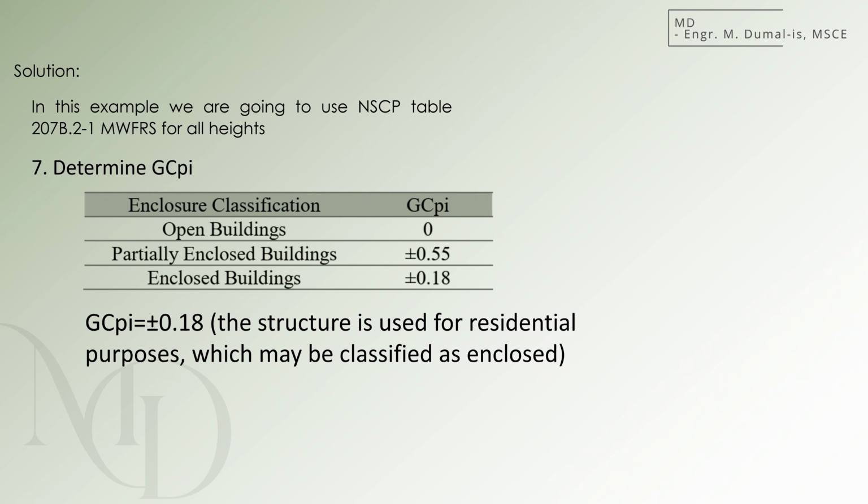Now that we have the gust effect factor, let us solve for the internal pressure coefficient GCPI. Based on the table from the code for a fully enclosed structure, this factor is plus or minus 0.18. This value accounts for the potential pressure buildup or reduction inside the building due to openings like doors or windows being subjected to the wind.